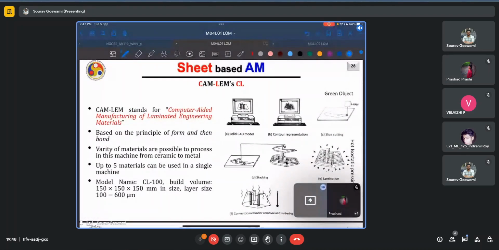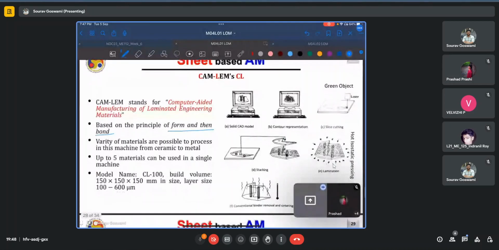It uses the principle of form and then bond. And as you see on the right here, the entire manufacturing process is outlined. So the solid CAD model is first prepared, just like in any other AM process, and the contour representation, which may be obtained after slicing of the STL file. Now the slice cutting happens for all the layers individually in the beginning, and it uses a laser. For ceramic, it can be a CO2 laser of suitable power.